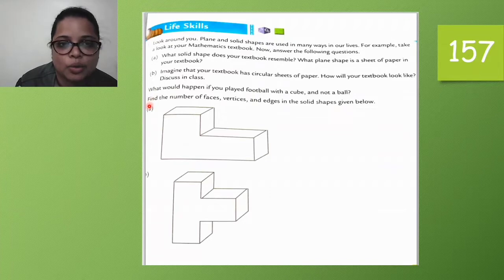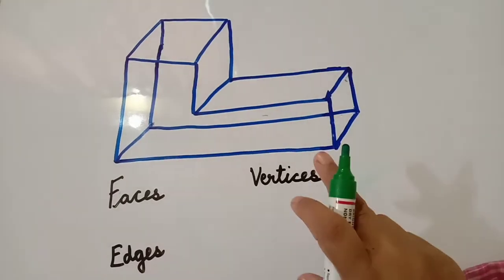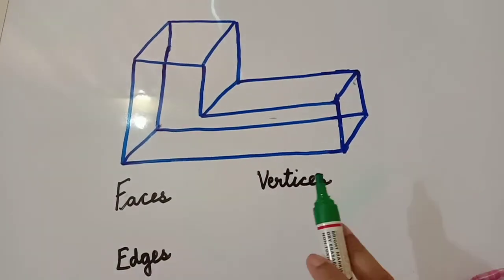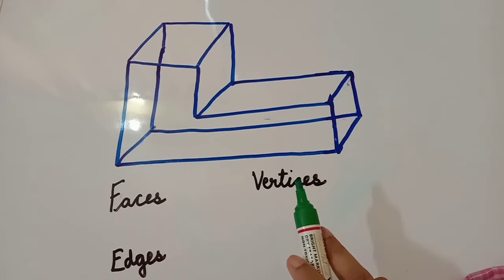Question number 3. Find the number of faces, vertices and edges in the solid shapes given below. With the help of the whiteboard, I'll explain how many edges, faces and vertices there are in both figures. Here you will write faces, vertices and edges in the space given. Here also the same thing. It's the same figure that is in your textbook. I've just drawn the edges which you cannot see. Let's see how many faces it has.